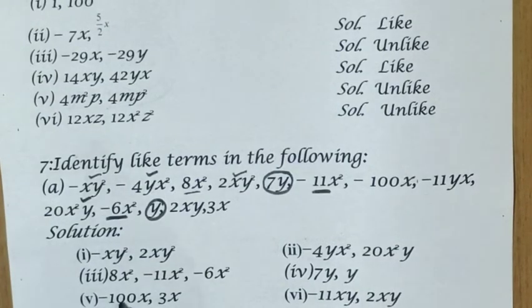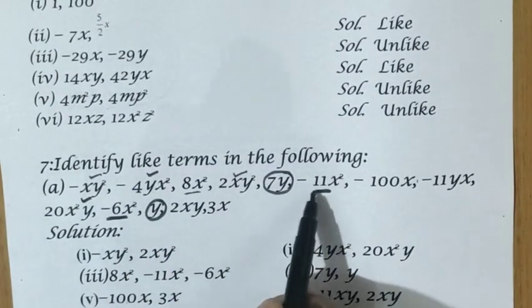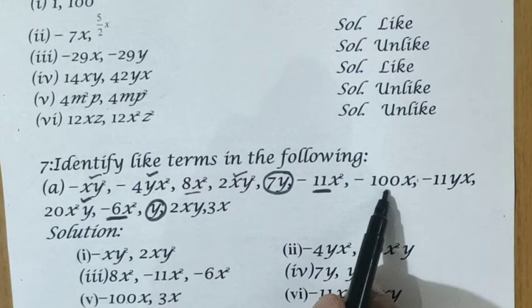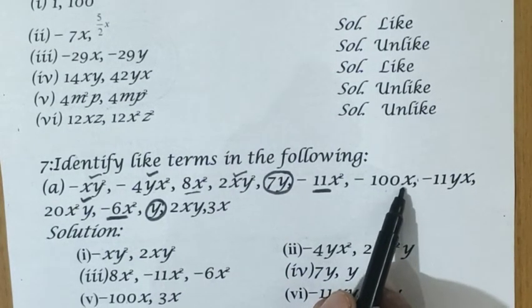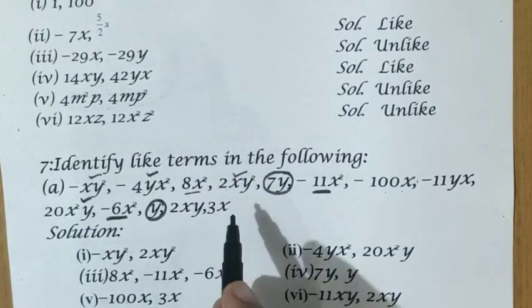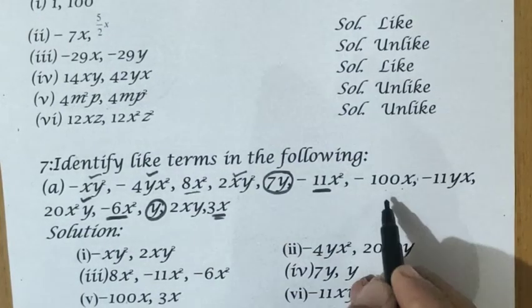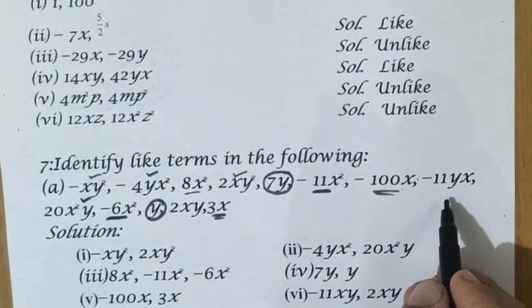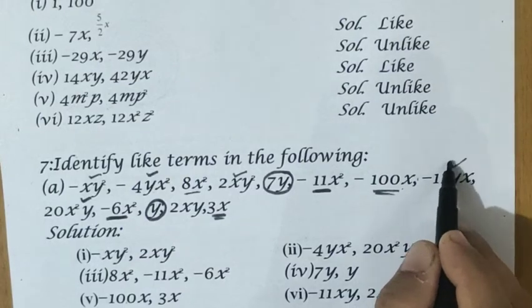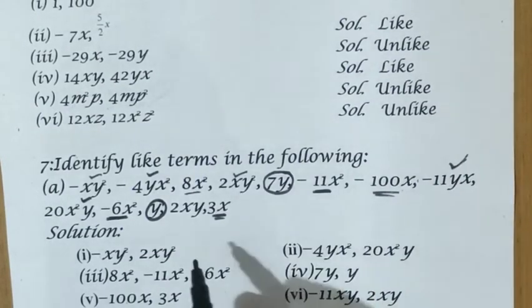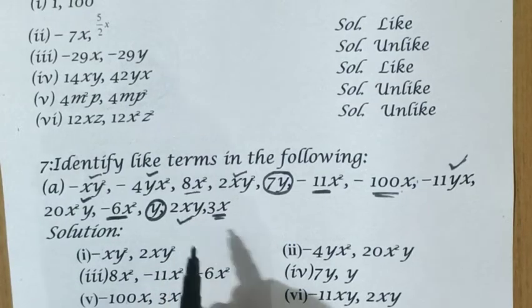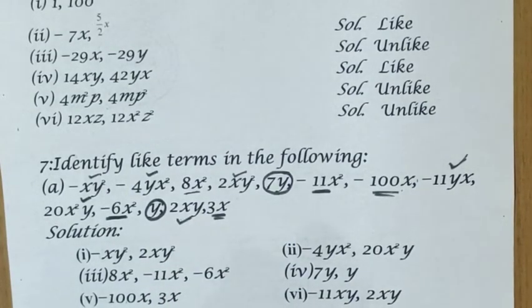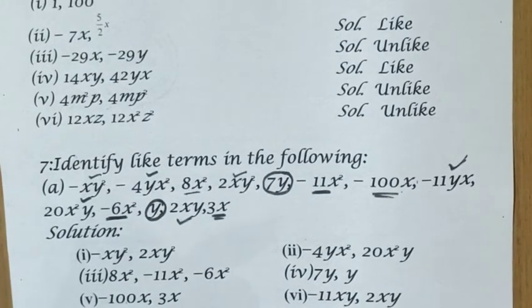What is the next group? Minus 100x, because all these terms are already grouped. That means only x is coming. X is coming in the last 3x. So here also we are coming minus 100x. That is the next group. Now what is the last group? Minus 11yx. That means x and y with the power 1. So here also you can see that 2xy, right? So we got the group minus 11xy, 2xy. So while telling, you feel it is easy only, but you should identify and make the groups correctly.